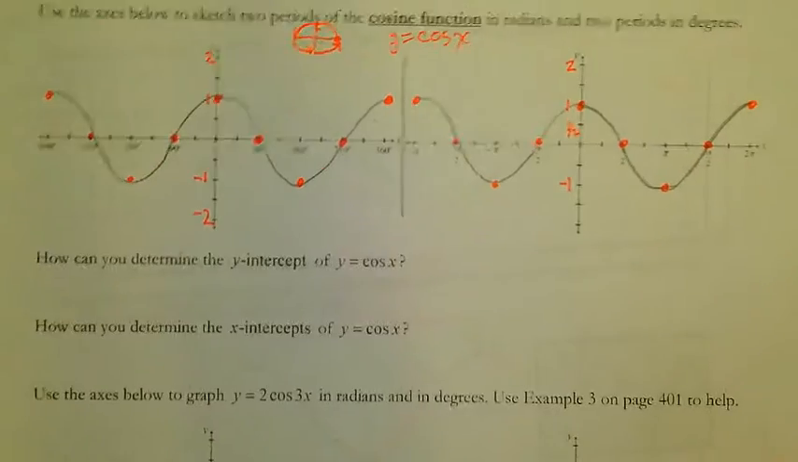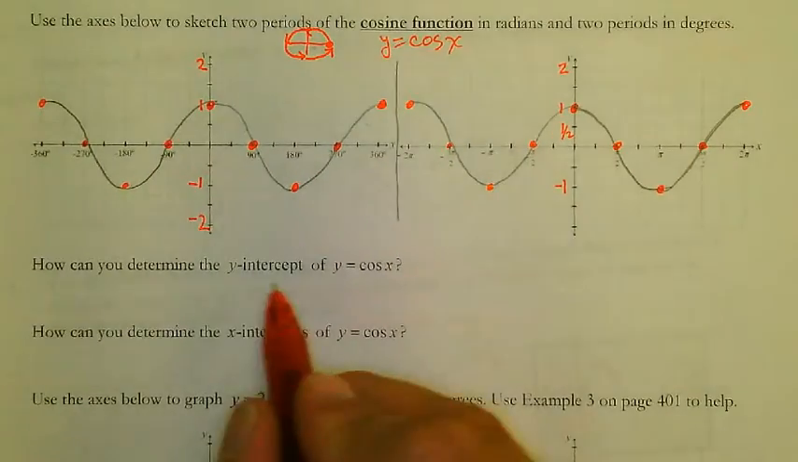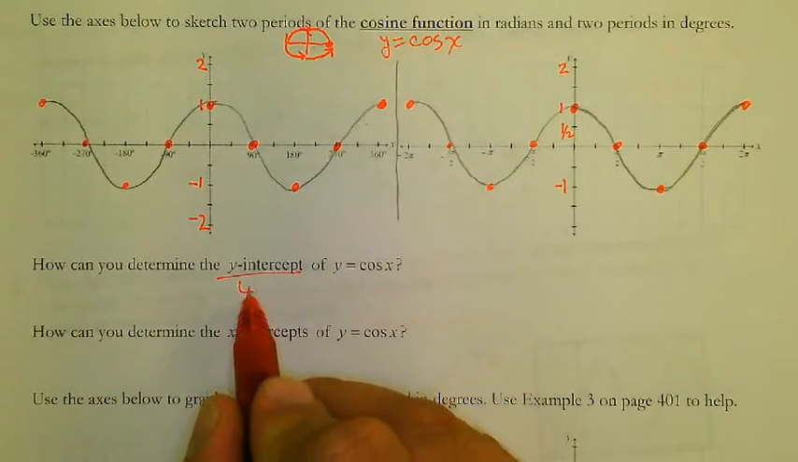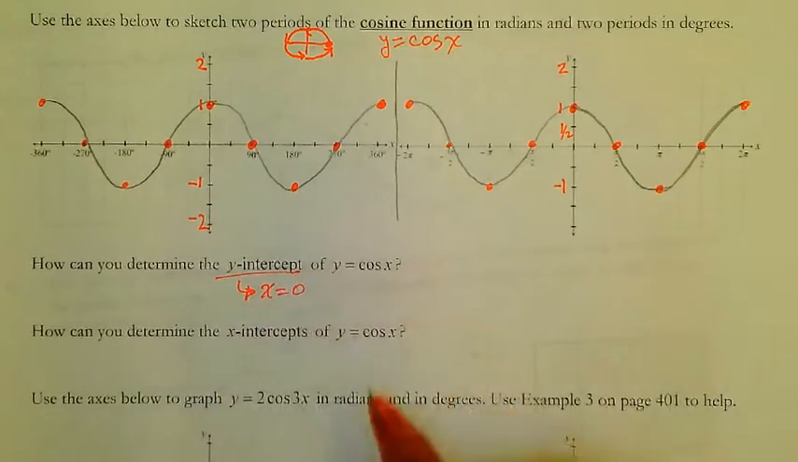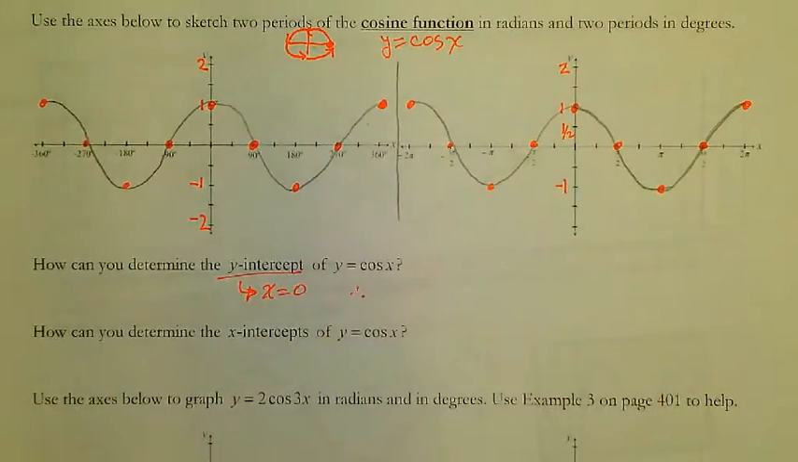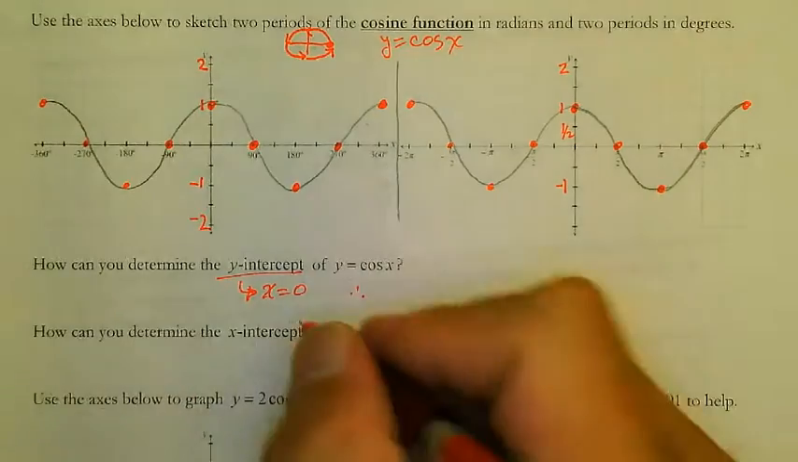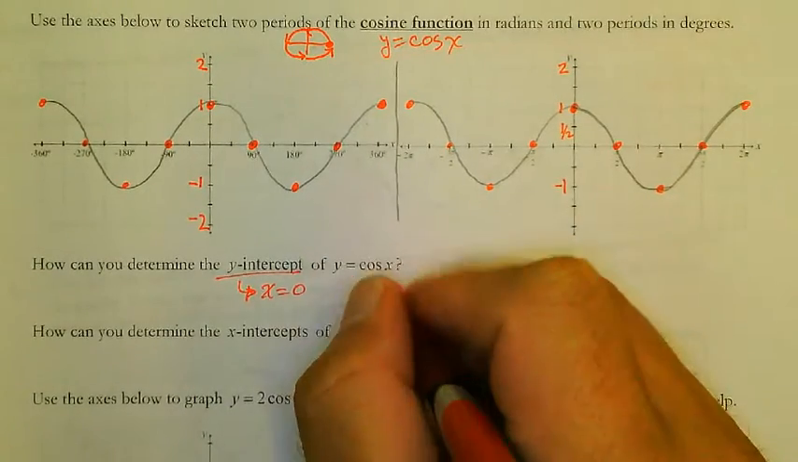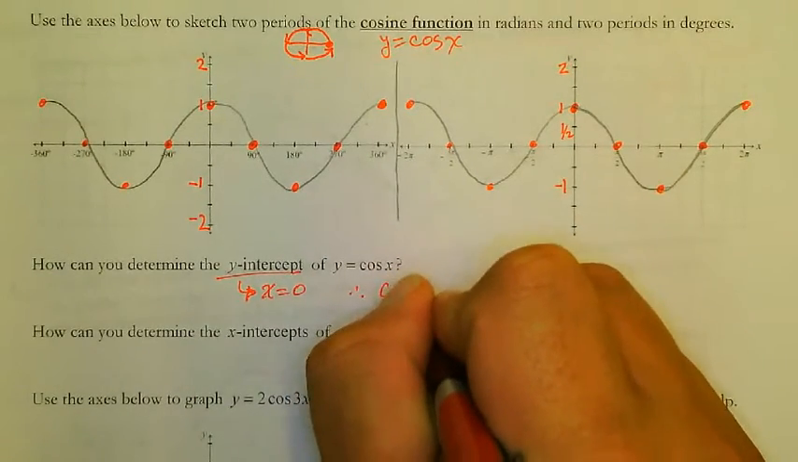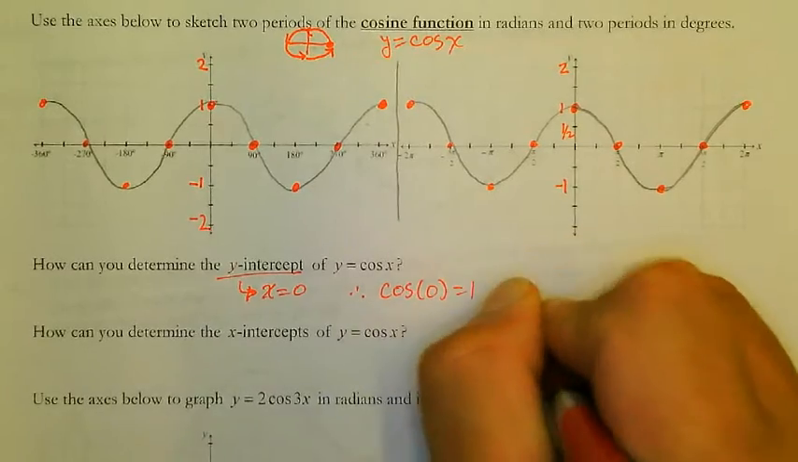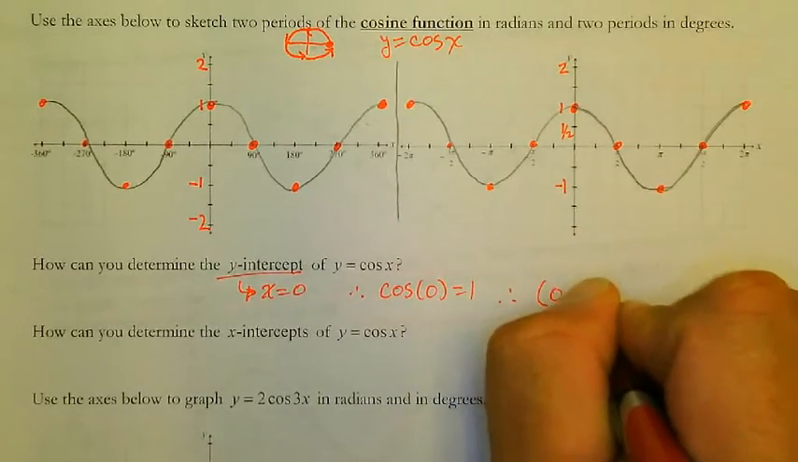How do I determine the y-intercept? Same thing. The y-intercept is where x is equal to 0. So if x is equal to 0, what I'm going to have is the cosine of 0, which equals 1, so therefore a y-intercept of (0, 1).